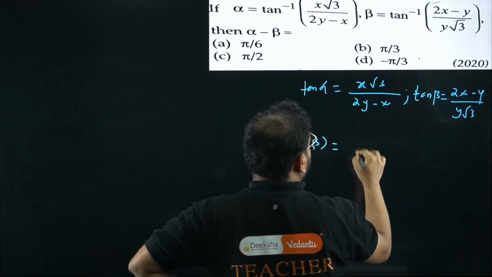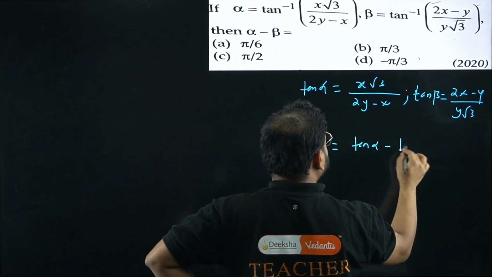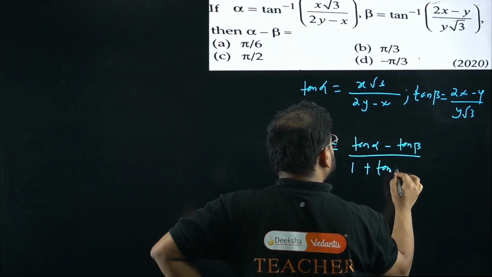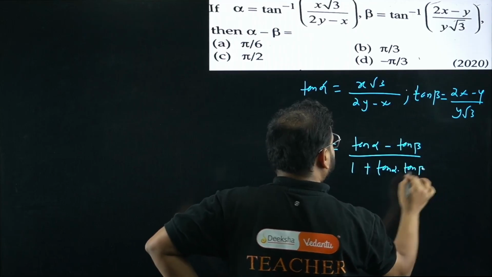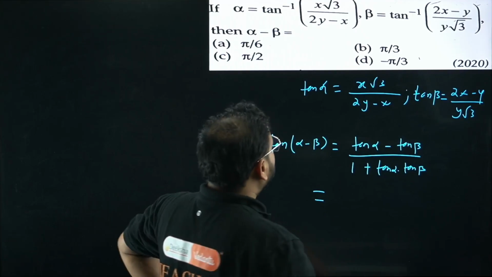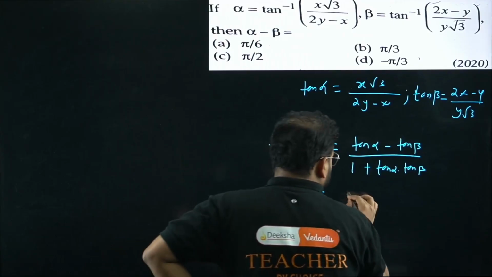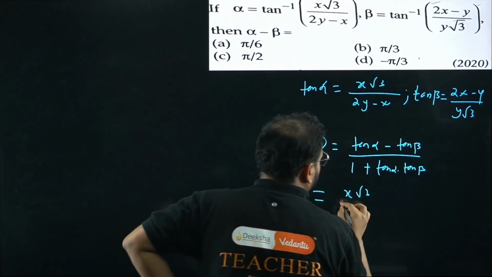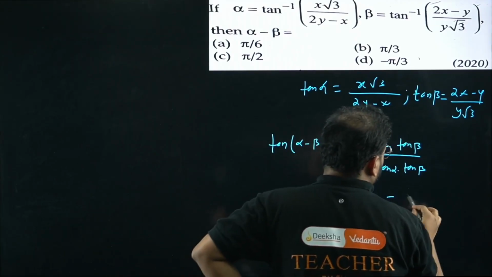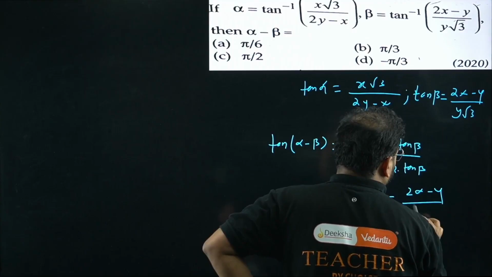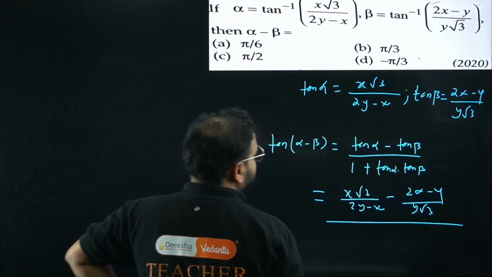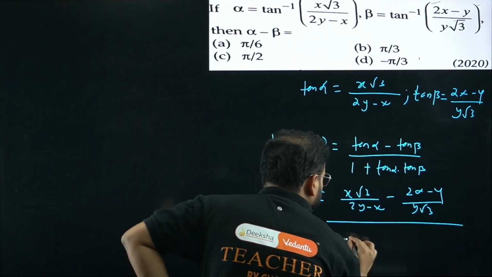The formula will be tan alpha minus tan beta upon 1 plus tan alpha into tan beta. Yes, there will be some calculations, so just be patient with me. Tan alpha will be x root 3 upon 2y minus x, and with a minus sign, 2x minus y upon y root 3, divided by 1 plus the same thing in the product.